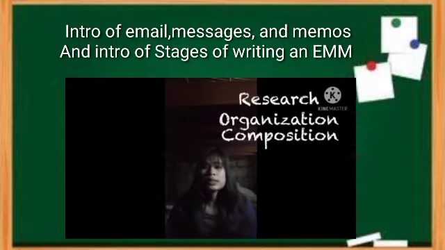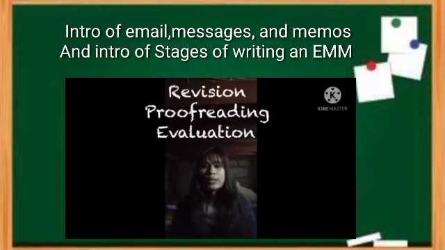Number 2 is research, organization, and composition. In this stage, you are already composing your message. As a writer, it will be better if you search for information or facts that can support your message and your claim. The third stage is revision, proofreading, and evaluation. In writing a message, there is information that is not needed. The purpose of revision is to edit, clarify, and correct some of the information in your message.